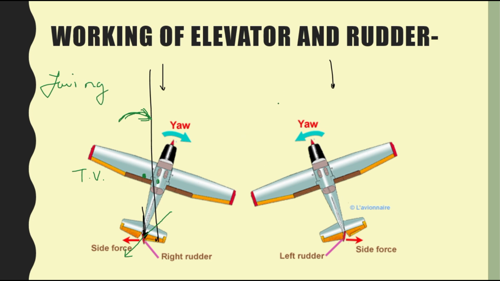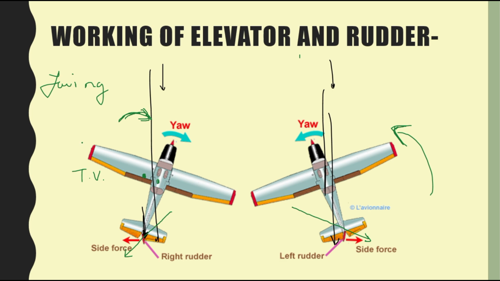Similarly, if the rudder is in this direction and airflow is from the front and it hits the aircraft in this direction, now the force will be in this direction, which will generate a moment in the anti-clockwise direction and the aircraft will turn. So this is how the rudder and elevator work, and they create a pitching and yawing moment.